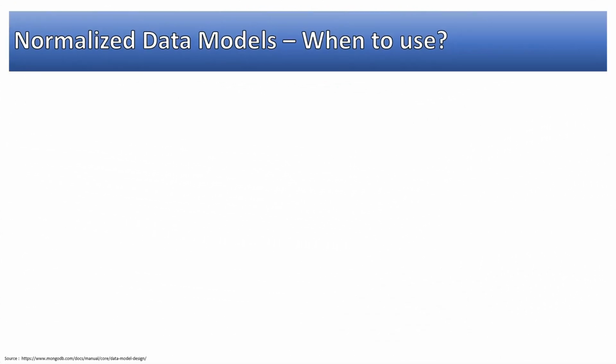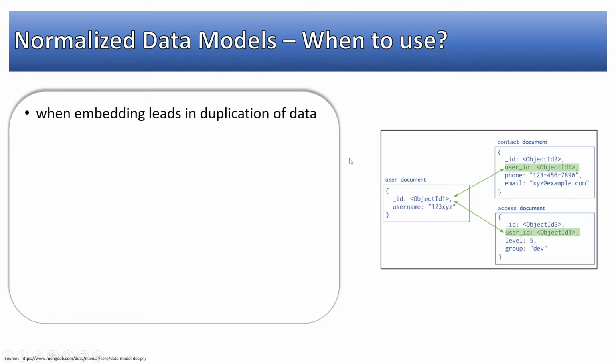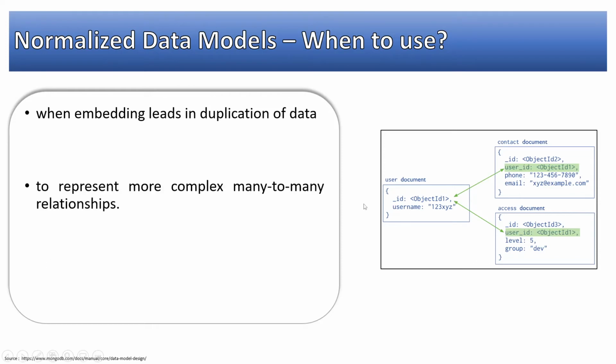Referencing: when to use it? When embedding leads to duplication of data. There could be the possibility that embedding the data will lead to duplication of data. Referencing is also used to represent more complex many-to-many relationships, and you use $lookup to join such collections. $lookup is a MongoDB construct which can be used to perform joins across collections. This will help to fetch data from the collections where the data is designed in the normalized form.